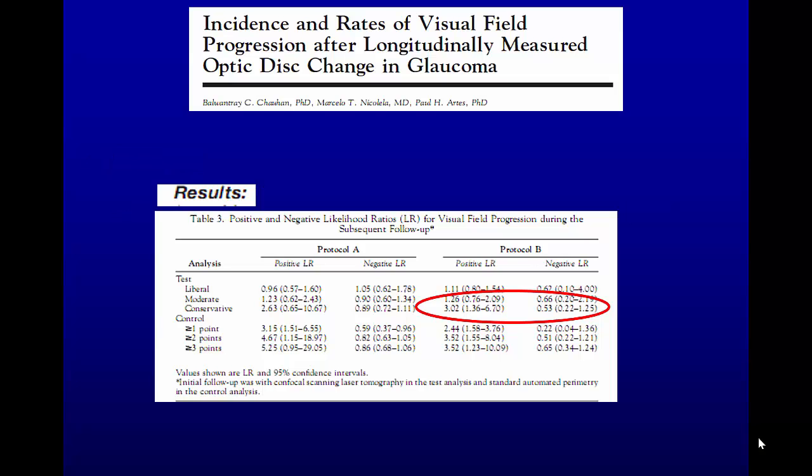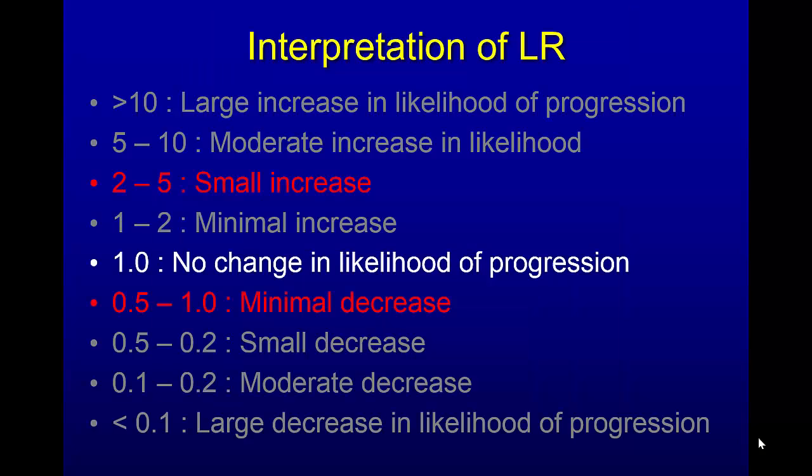So this article by Bal Chauhan gives you the likelihood ratio of a positive finding. The probability that this patient is going to progress is what we are after, and the likelihood ratio there is 3. So 3, you know, is a small increase in the probability of progression in this instance.